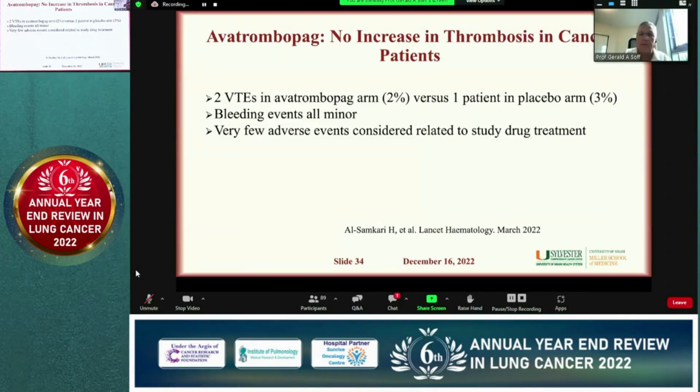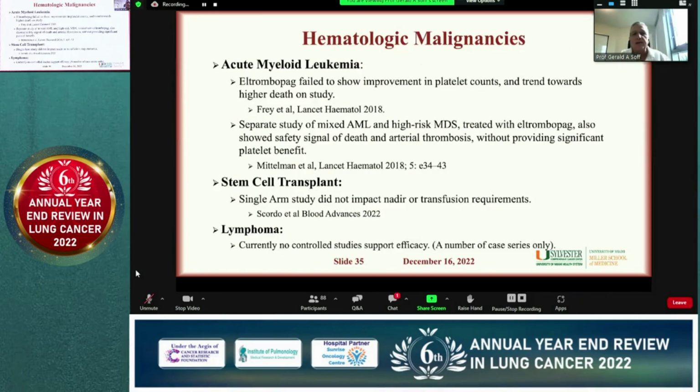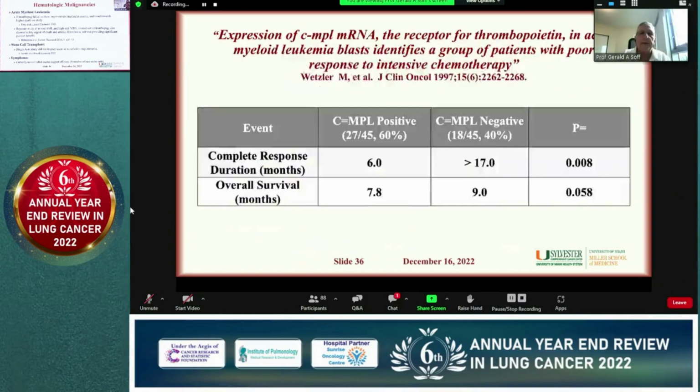Fortunately, with eltrombopag, which I'm not showing you all the studies, avatrombopag, as well as romiplostim in the solid tumor patients, it seems to be safe. We're not seeing a significant rate of thrombosis, and we're not seeing significant other adverse events. In the hematologic malignancies, unfortunately, the literature is less favorable. It's not just not sufficient, but it's actually suggesting that it may be deleterious. So we're talking about AML and stem cell transplant, high-risk MDS. Lymphoma, nothing has been completed and published. But we're going to talk about the AML use right now.